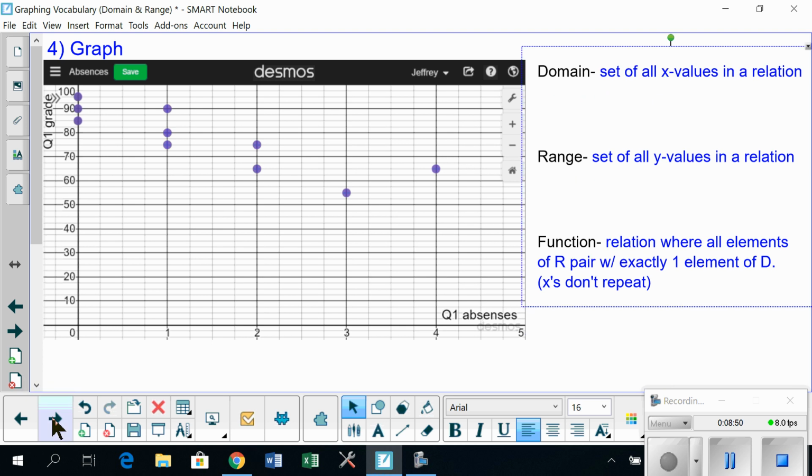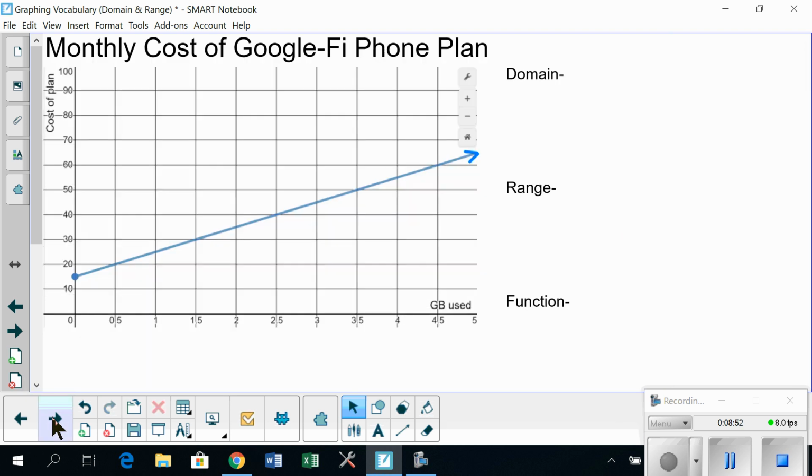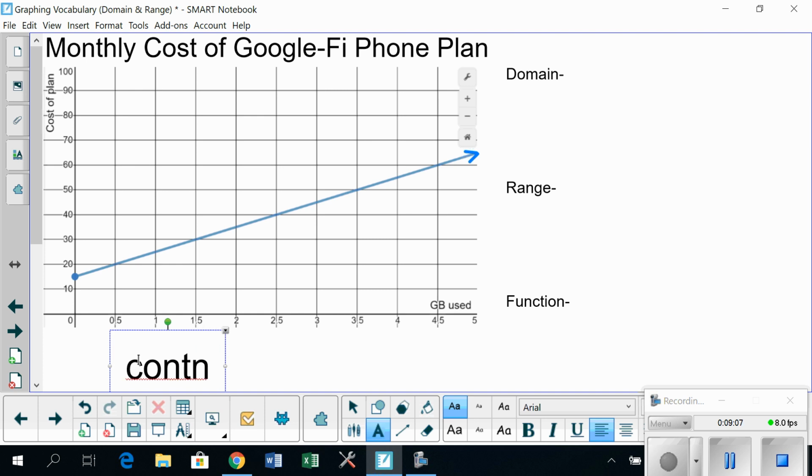All right. Now, the last type of graph that we want to look at here is a graph where the points are connected. So here's the last graph we'll look at. This graph is called the monthly cost of a Google Fi phone plan. Now you'll notice here there's no separate points on this graph. This graph is a solid line, and we call a graph like this a continuous graph.